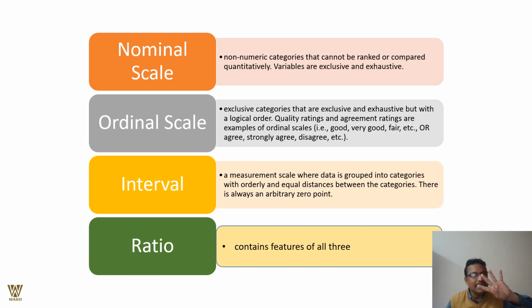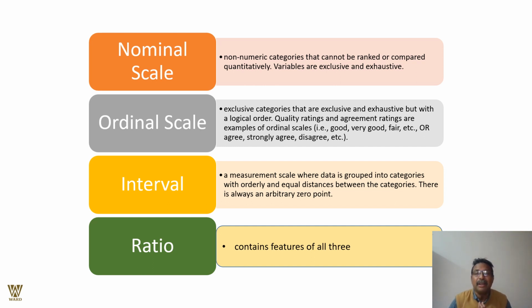So what are the scales that go around there? Four scales: nominal, ordinal, interval, and ratio. Now what is nominal? It's non-numeric categories that can be ranked one after the other. Which is the most important criteria, which is the most important parameter? How do I scale it out? What kind of weightages can be assigned to it?